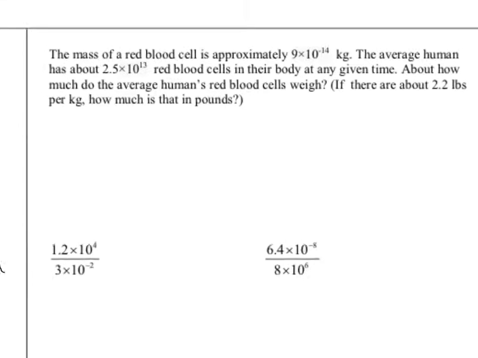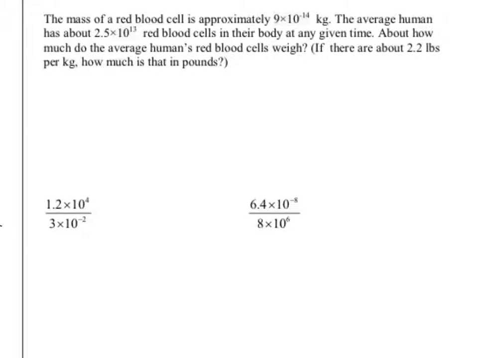All right. Got one more real world problem here. This says the mass of a red blood cell is approximately 9 times 10 to the negative 14th kilograms. The average human has about 2.5 times 10 to the 13th red blood cells in their body at any given time. About how much do the average human's red blood cells weigh? All right, and then it gives us some extra information. Right now, we're just going to find it in kilograms.